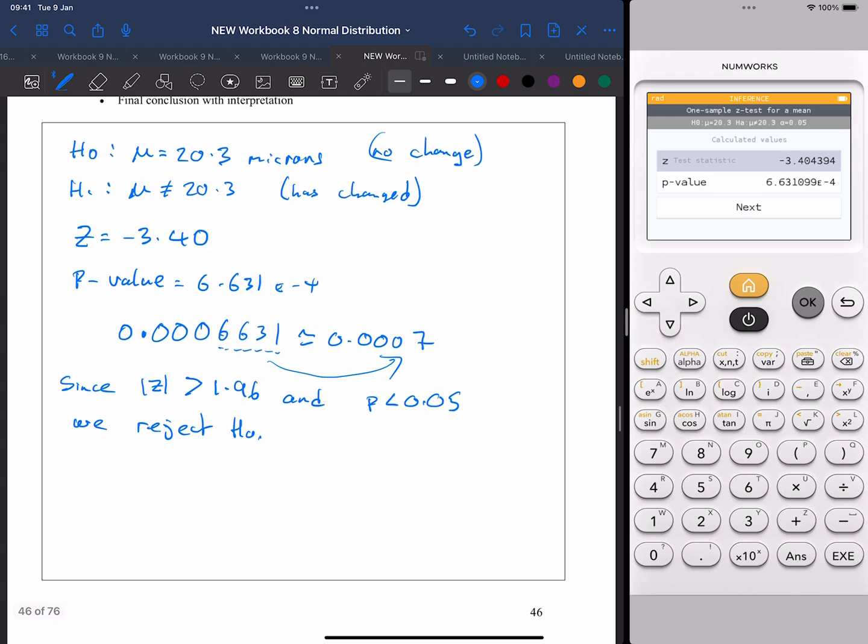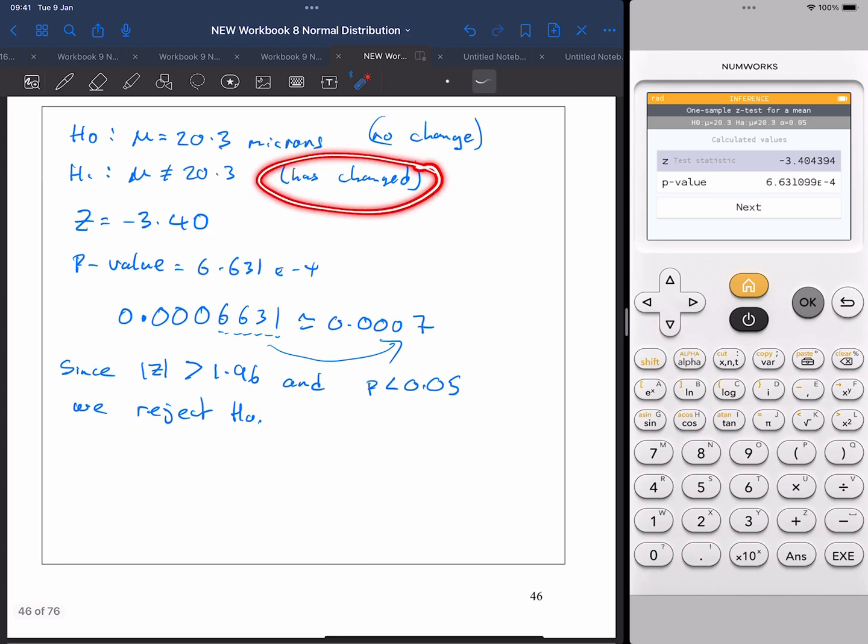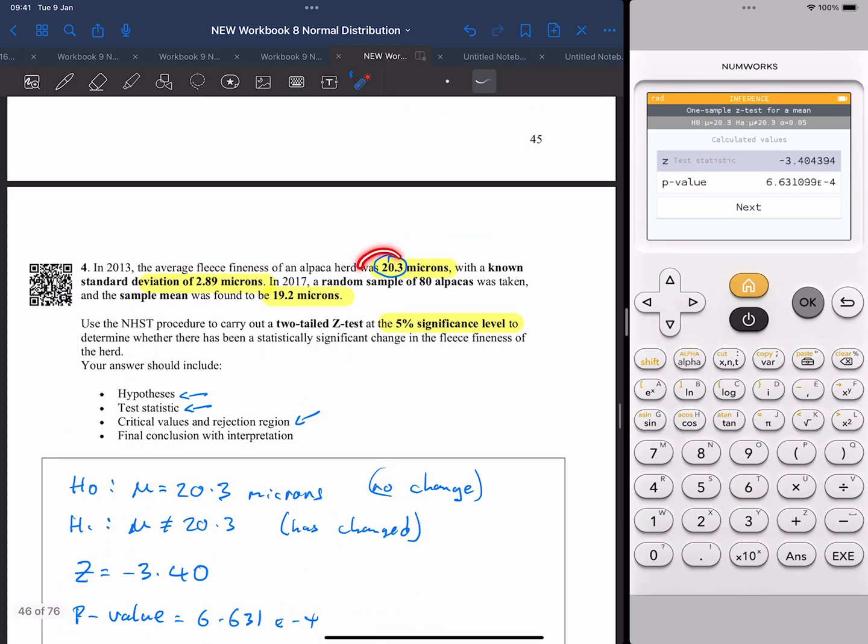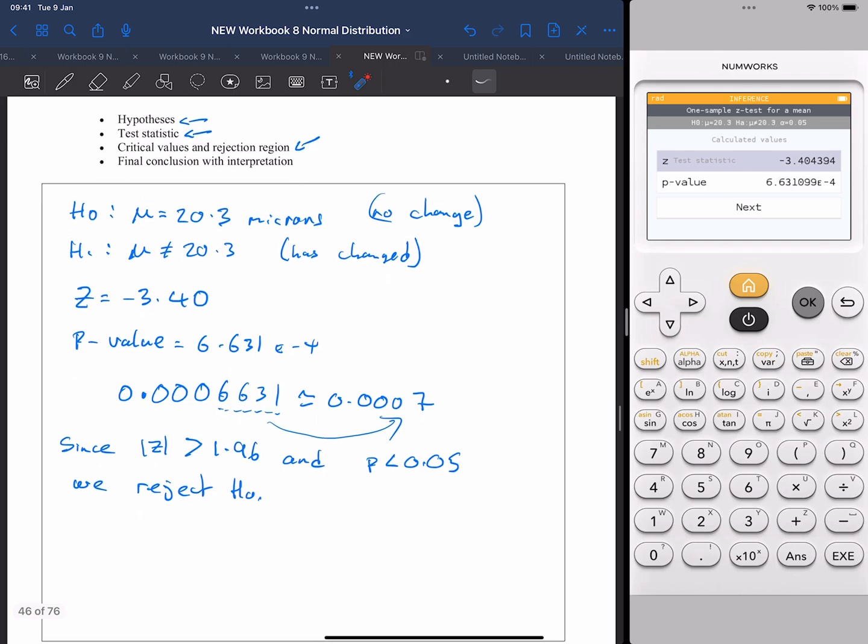So that means there has been a change. It's not the same as it was previously. So we have statistical evidence to show that this has changed. And that's our conclusion, and you write that down.